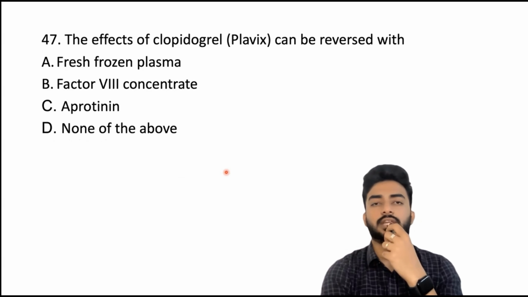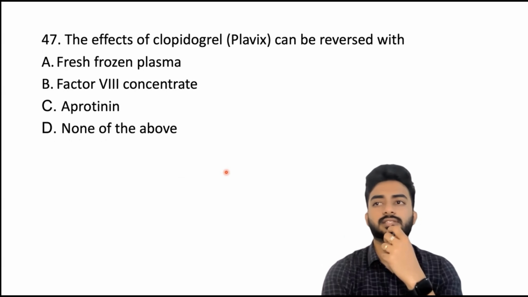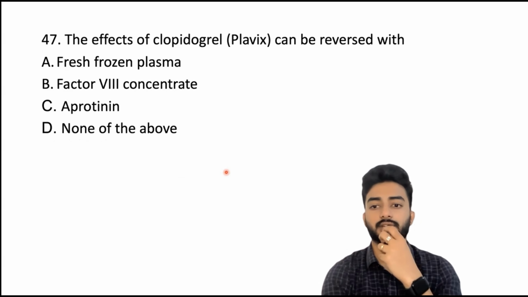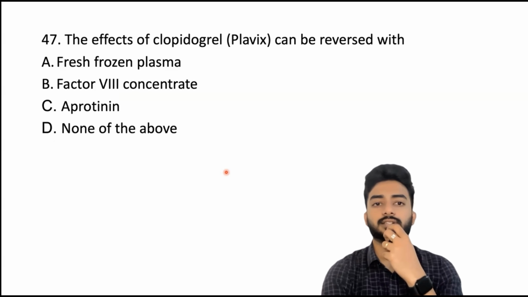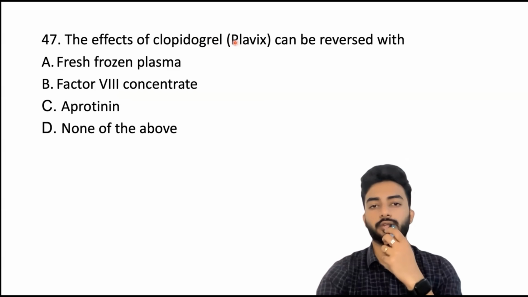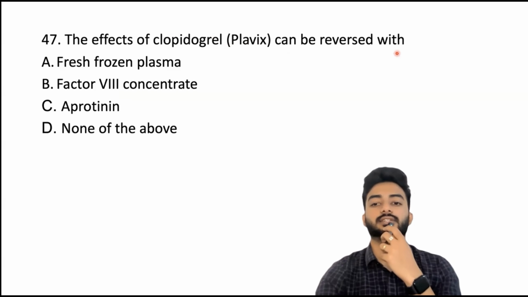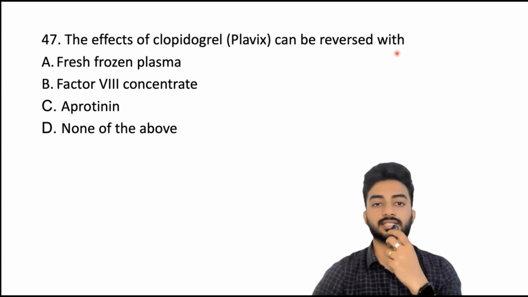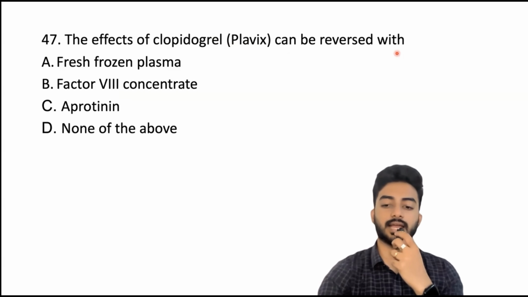In your routine anesthesia residency, you would have cancelled some cases telling that the patient had taken clopidogrel 3 days back. The patient did not have the adequate interval time, and you would have asked them to come back after 2-3 days after the time has crossed. That is because clopidogrel is a P2Y12 irreversible inhibitor and it can't be reversed with anything, or else you would have reversed it. Since it can't be reversed with anything, the answer here is none of the above.